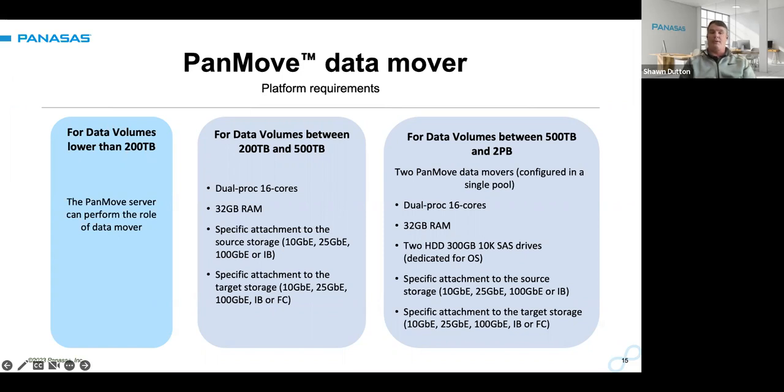For anything above 200 to 500, we start recommending multiple data movers. This is 16 cores, 32 gigs of memory, multiple 10 gig links. This gives you some redundancy within the environment, so that should a data mover go down, you still have the ability to keep moving, right? It balances across multiple data movers. So if one goes down, the other one will, once it's finished its task, pick up where the other one left off. So those are some considerations. Next slide, please.